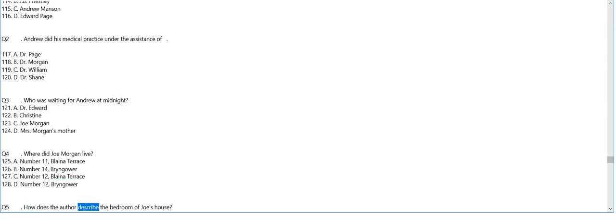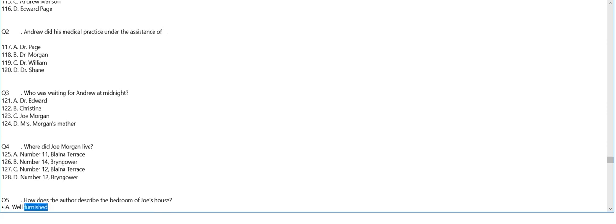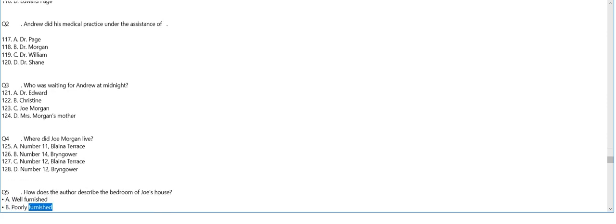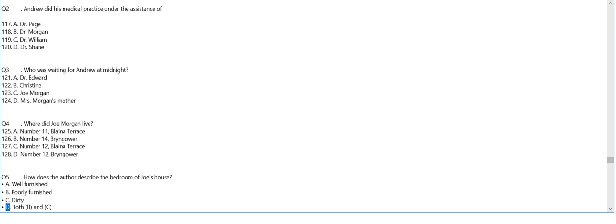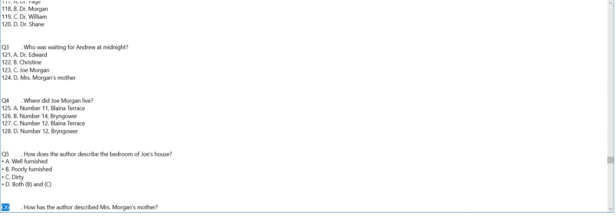Q5. How does the author describe the bedroom of Joe's house? A. Well furnished. B. Poorly furnished. C. Dirty. D. Both B and C. Q6. How has the author described Mrs. Morgan's mother?